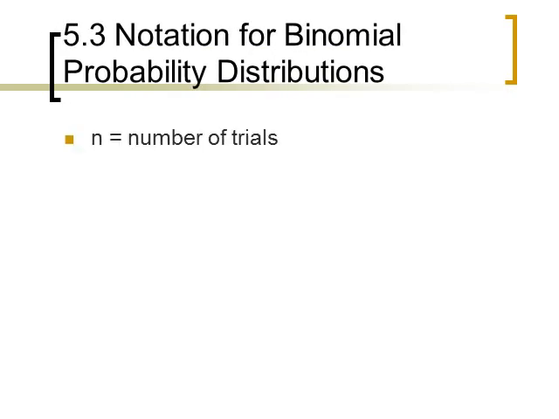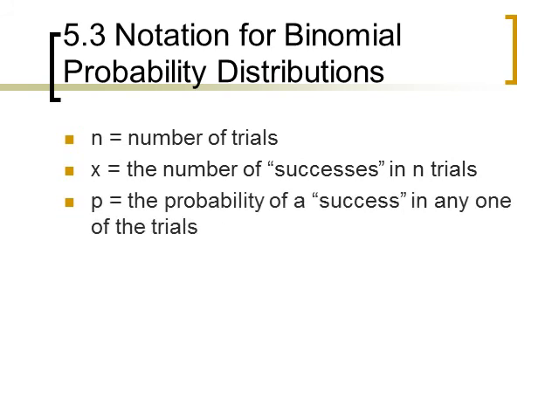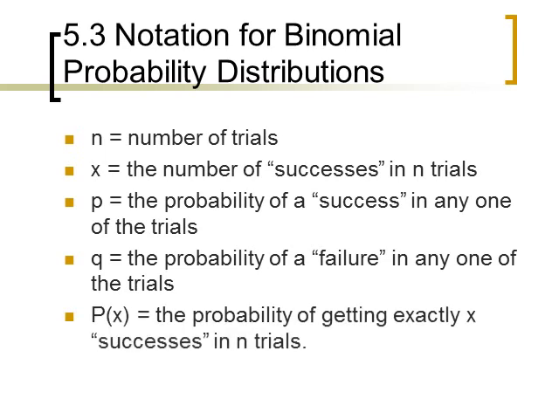Here's some notation. First, n is the number of trials, x is the number of successes in n trials, p is the probability of a success in any one of the trials, q is the complement of p. It's the probability of a failure in any one of the trials. P of x is the probability of getting exactly x successes out of n trials.